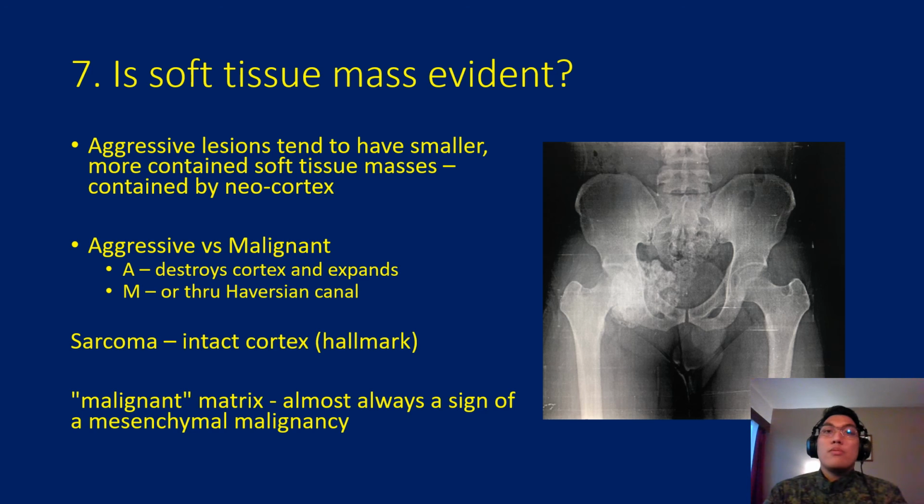Aggressive tumors almost always develop a soft tissue component by destroying the cortex and expanding into the surrounding tissues. Malignant tumors may extend by this route, or alternatively, they may grow directly through the Haversian canal system of the cortex, leaving the cortex structurally intact. The hallmark of a soft tissue mass associated with a bone sarcoma is that it lies on top of the intact cortex with sarcoma present inside and outside the cortex. Presence of malignant matrix in the soft tissue is almost always a sign of mesenchymal malignancy.